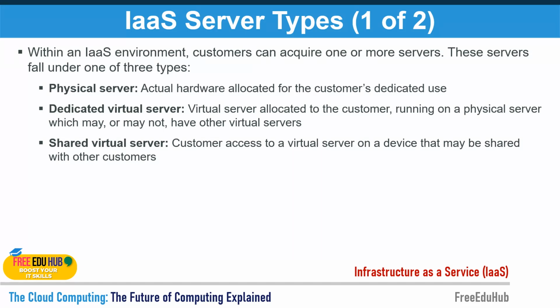Now in infrastructure as a service, there are different kinds of server types. We divide them into a physical server, a dedicated virtual server, or a shared virtual server. Within an infrastructure as a service environment, a customer may acquire one or more servers. These servers can fall under one of these three types.